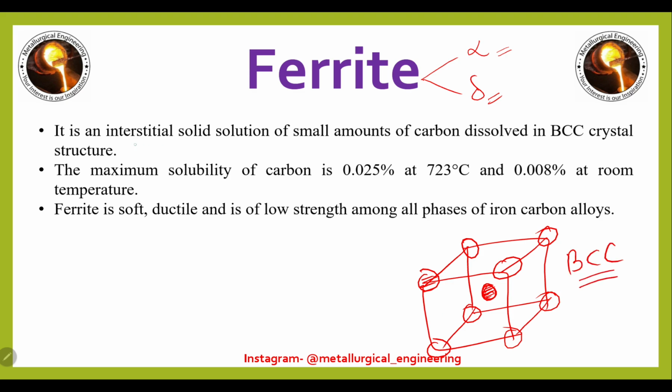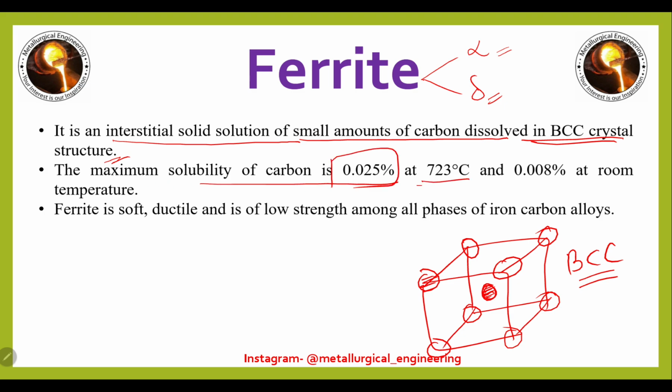Ferrite is an interstitial solid solution of a small amount of carbon dissolved in the BCC crystal structure, and the maximum solubility of carbon is 0.025% at 723 degrees centigrade, and at room temperature the solubility is around 0.008% only. And ferrite is soft, ductile and of low strength among all phases of iron carbon alloys.